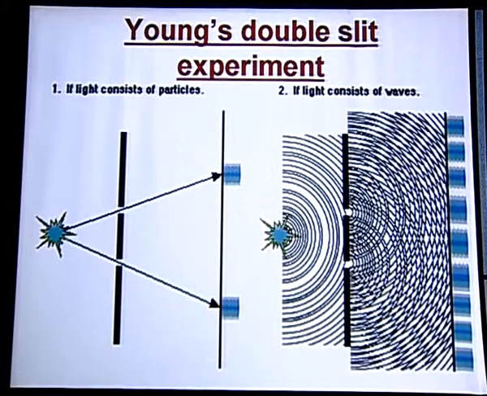The crest of one overlaps the crest of the other, and similarly the trough of one overlaps the trough of another. Where the crest of one overlaps the crest of the other, we get interference. Similarly, where the trough of one overlaps the trough of the other, interference is also formed. Now, what is the nature of this interference? That is very important, and it was demonstrated by Young.